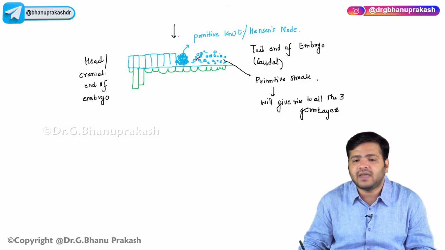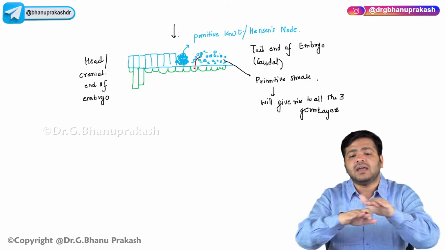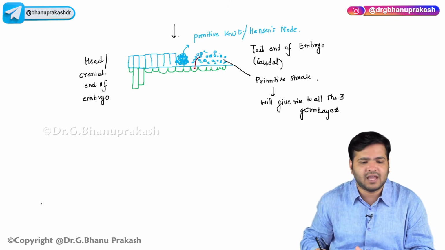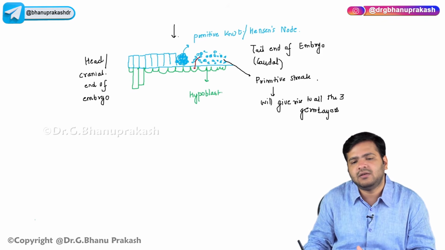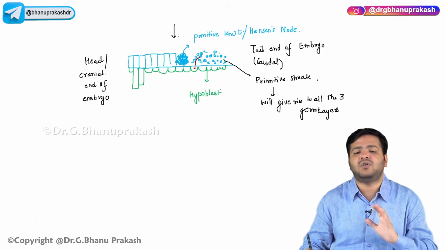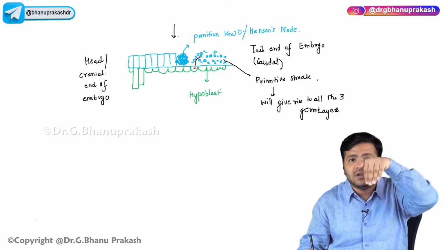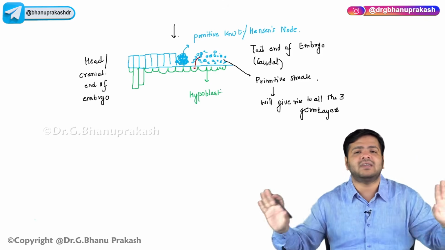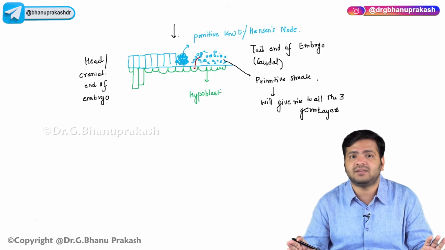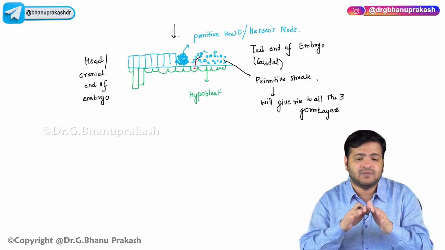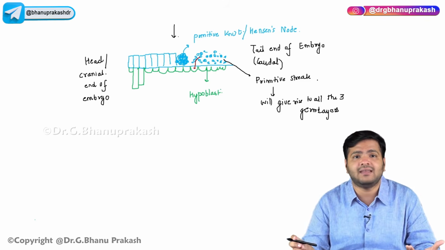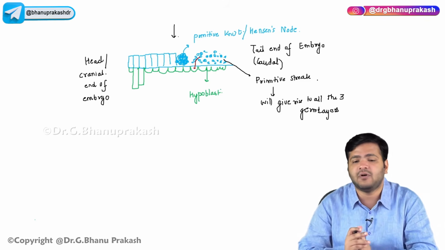So it is the primitive streak only which will go down. ये नीचे की तरफ जाएगा और ये क्या करेगा? जितने हाइपोब्लास्ट सेल्स है, ये सारे के सारे हाइपोब्लास्ट है, right? You already know these are the hypoblastic cells. This primitive streak will go down and replace the entire hypoblastic cells with new cells, and it will form the endoderm.